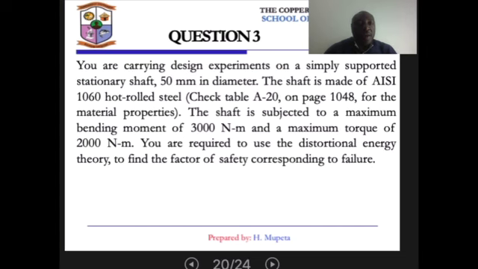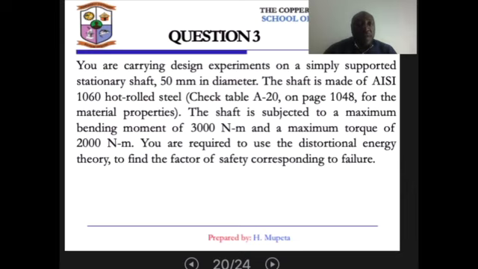Now we can do the last question for this tutorial, and question 3 is as follows. You are carrying out a design experiment on a simply supported stationary shaft, and this shaft is 50 millimeters in diameter. The shaft is made of AISI 1060 hot rolled steel, and you can check table A20 to see the material properties of AISI 1060 hot rolled steel, on page 1048 of the recommended book. And so this will give us the material properties for this steel.